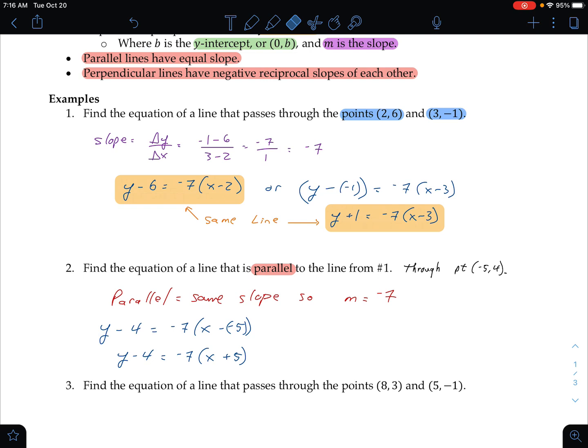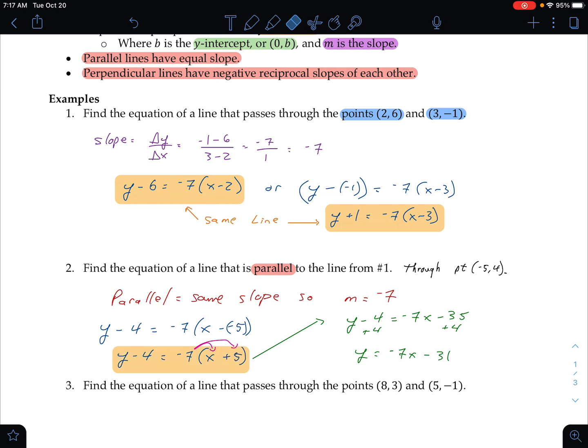I could rewrite it in slope-intercept. How would I do that if I wanted to, right? If the directions say write the equation of a line in slope-intercept form, meaning mx plus b form, well, first I would distribute my negative 7. I get y minus 4 is equal to negative 7x minus 35. Add 4 to both sides. And there is my y is equal to negative 7x minus 31. Slope is negative 7, and my y-intercept is negative 31. So I could write it that way. If the directions asked for that, you could definitely do that.